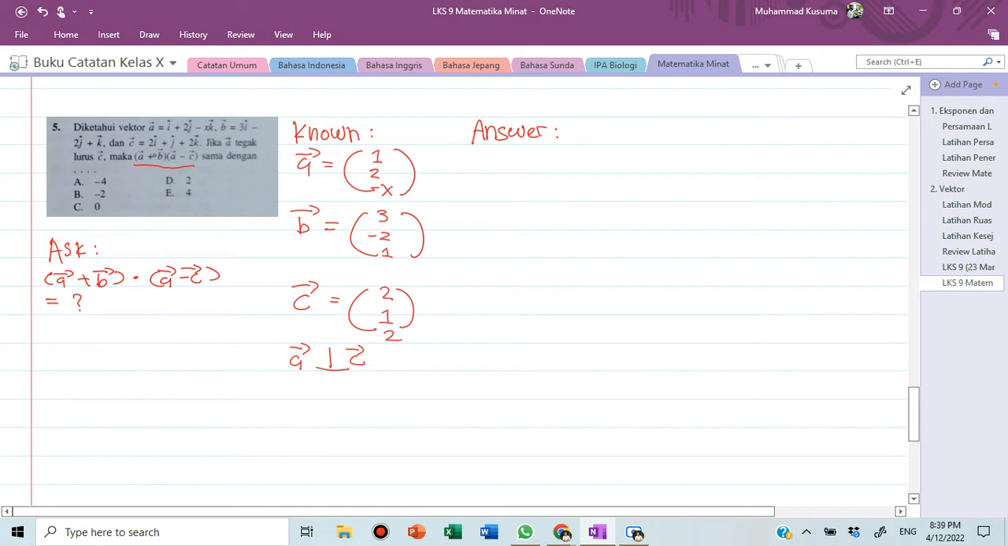We can't just do the operation with this condition. We have to know the value of x. Now, how do we find the value of x?